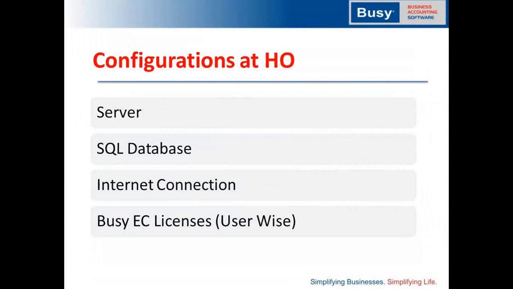So what is the configuration at the head office, or we can say the requirement? You need a server. You need an SQL database. In the branch management, in the head office, you always need an SQL database. Internet connection is required. The better the internet at the head office, the better will be the speed. BG EC licenses are required in the head office.